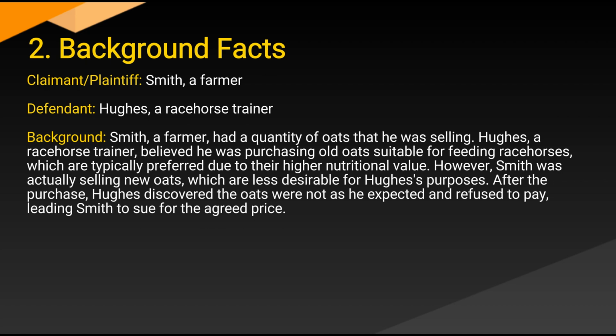Hughes, a racehorse trainer, believed he was purchasing old oats suitable for feeding racehorses, which are typically preferred due to their higher nutritional value. However, Smith was actually selling new oats, which are less desirable for Hughes's purposes. After the purchase, Hughes discovered the oats were not as he expected and refused to pay, leading Smith to sue for the agreed price.